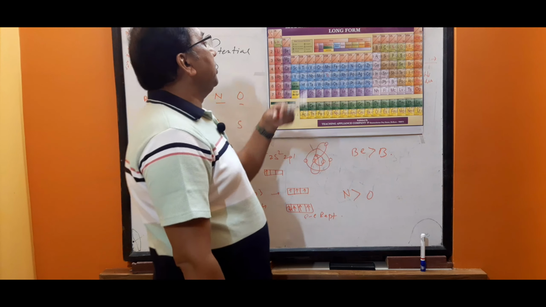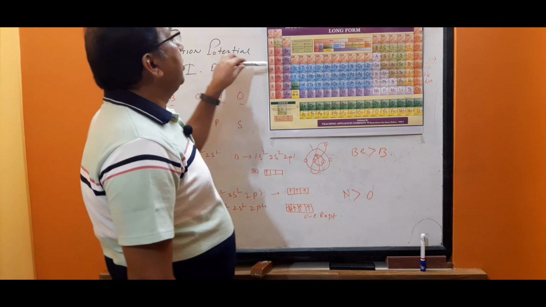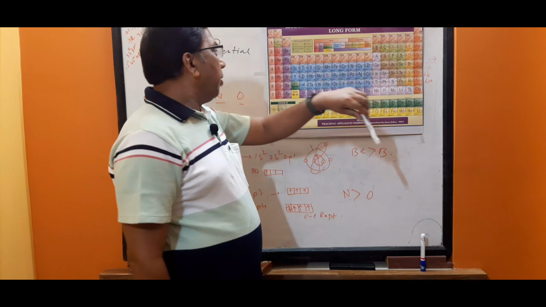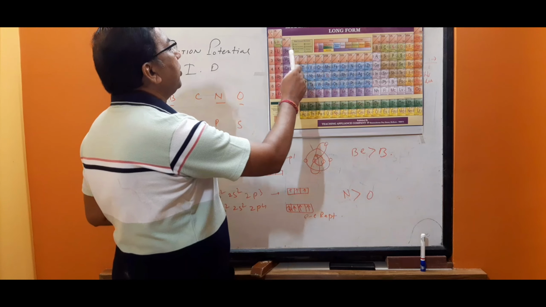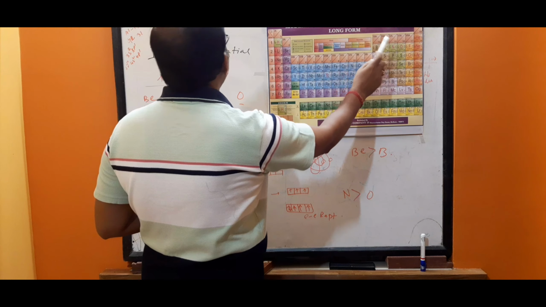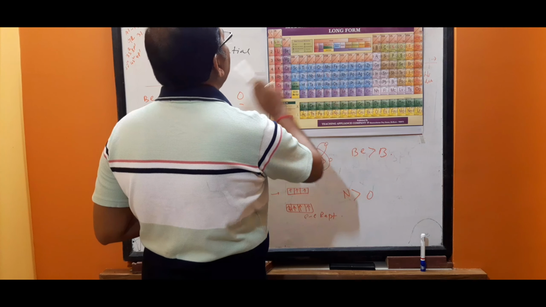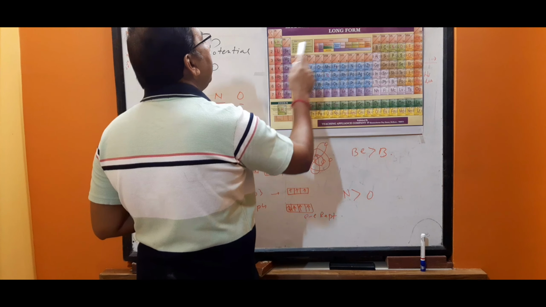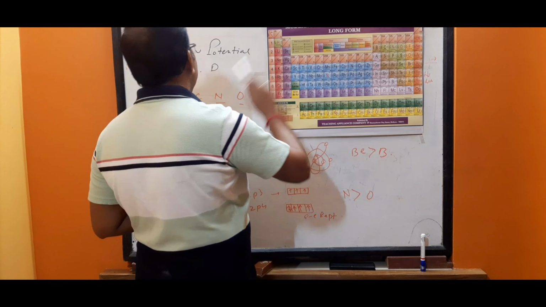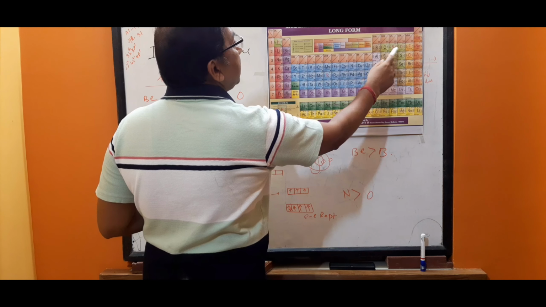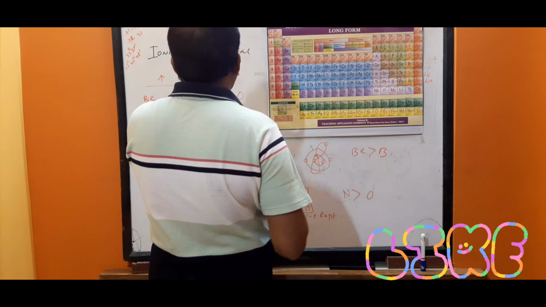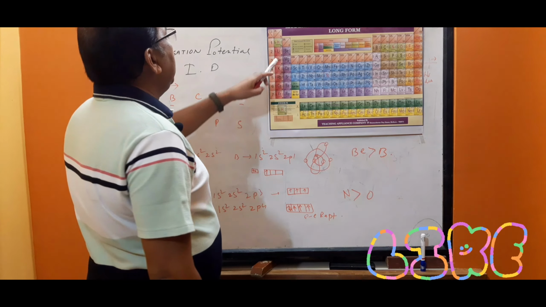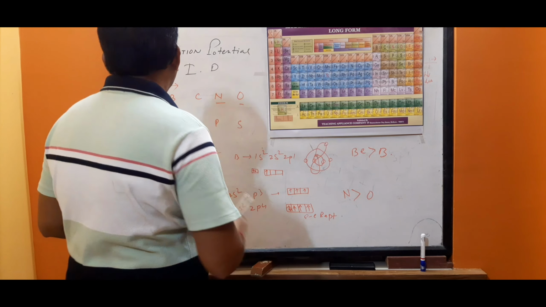In this case, according to the period IP is increasing, and according to the group IP is decreasing. But here you see beryllium, boron, carbon, nitrogen, oxygen. Beryllium to boron should be increasing, meaning boron should be greater than beryllium. And oxygen should be greater than nitrogen. But here it is reversed. That is the exception.